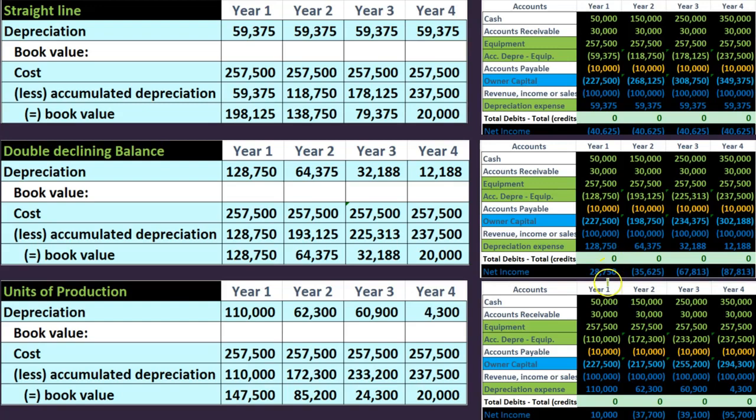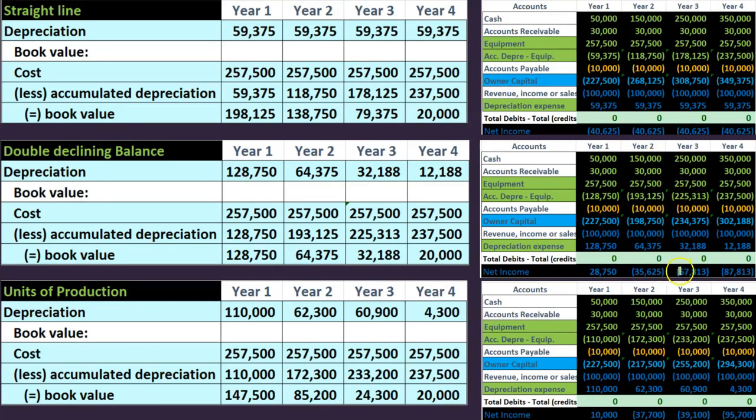That would increase the depreciation, reduce net income in the beginning years, and it would increase net income in the later years. So that's what we're going to take a look at next time. You notice that in year 1, up here, we have an income of $40,000, and if we use this method, we get a loss of $28,750. So that's a big difference. Then in year 2, we have a gain of $35,625 under this method, as opposed to $40,625.